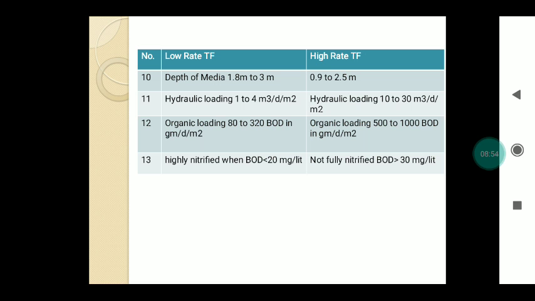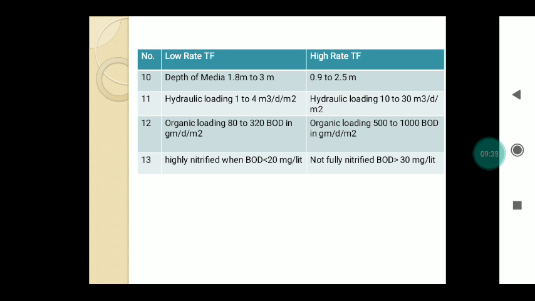Next point, in a low rate trickling filter the depth of the media is about 1.8 meter to 3 meter from the surface of the trickling filter, but in a high rate trickling filter it is about 0.9 to 2.5 meter. The hydraulic loading in a low rate is about 1 to 4 meter cube per day per meter square, while in a high rate trickling filter it is about 10 to 30 meter cube per day per meter square. The organic loading in a low rate trickling filter is about 80 to 320 gram BOD per day per meter square, and it is 500 to 1000 gram BOD per day per meter square in a high rate trickling filter.